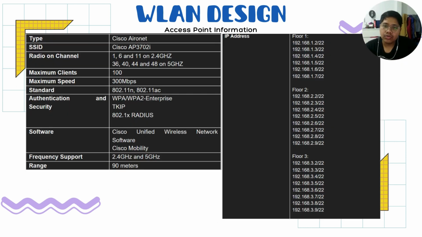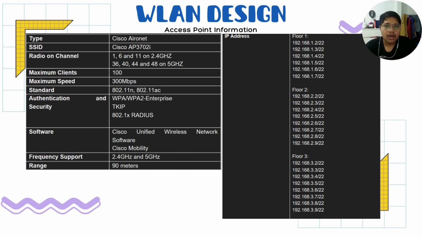Okay, now we go to WLAN design. So we go to access point information. The manufacturer is Cisco, the access point is Cisco Aironet, model AP3702i. Maximum devices is 100, maximum speed 300 Mbps based on our testing. The standards we are using are 11n and 11a. We support 2.4 GHz and 5 GHz.